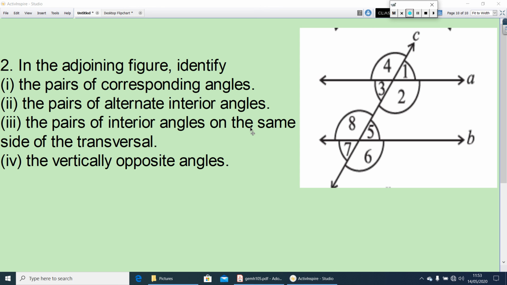This is question number 2 of exercise 5.2. In the adjoining figure, identify the pair of corresponding angles, the pair of alternate interior angles, the pair of interior angles on the same side of the transversal, and vertically opposite angles. These vertically opposite angles I discussed in the last class. So do this problem. That is all for today's class.